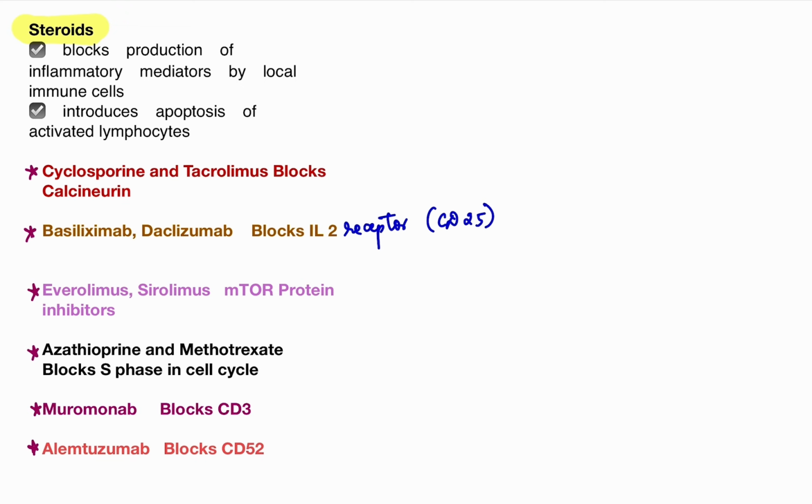And let's learn about the other drugs. First is cyclosporin and tacrolimus. They are going to block calcineurin. So cyclosporin and tacrolimus are calcineurin inhibitors.